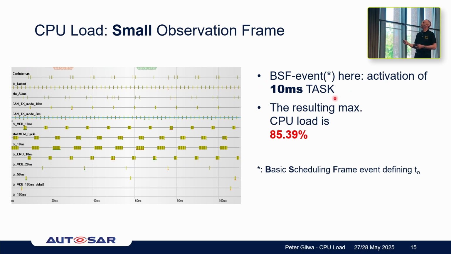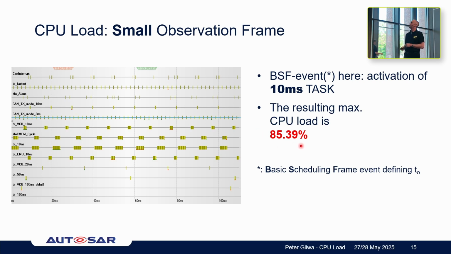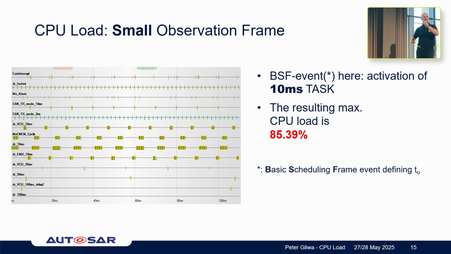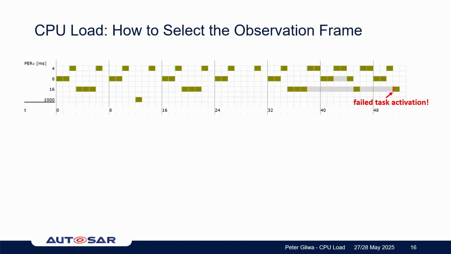And just look at the impact on the CPU load. For the same system scenario, for the same data, we see in one case with a 50 millisecond observation frame a CPU load of 72%. And when we choose a smaller observation frame, we go up to 85%. Fantastic. I just gave you some material to cheat, right? So in the future, if you don't reach the CPU load defined by your customer, by your OEM, all you have to do is expand your observation frame and you're going to get the CPU load down. Well, obviously, that's not what you should be doing.